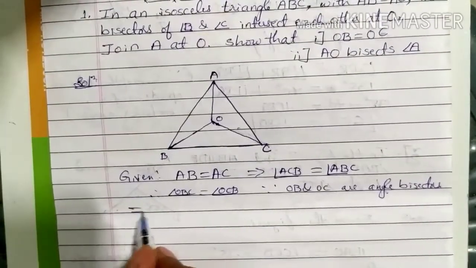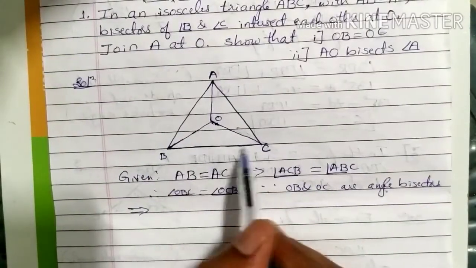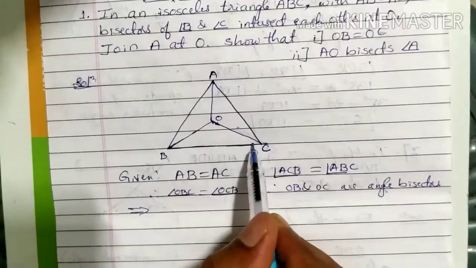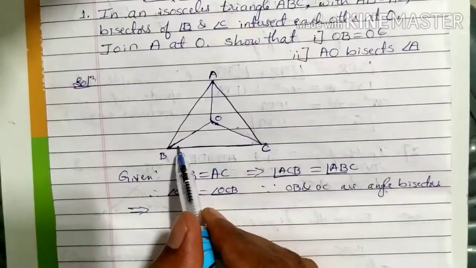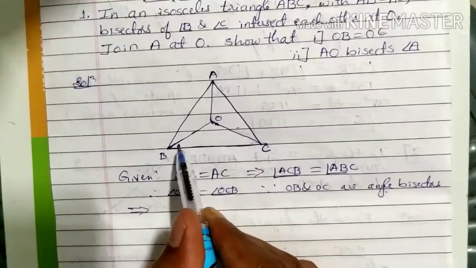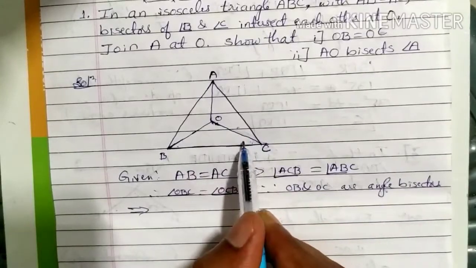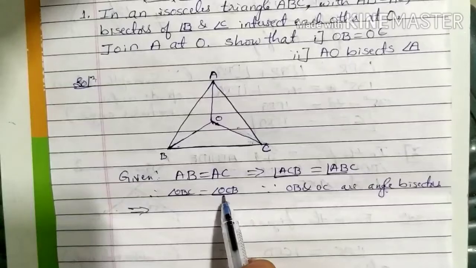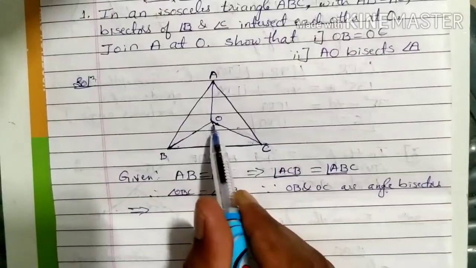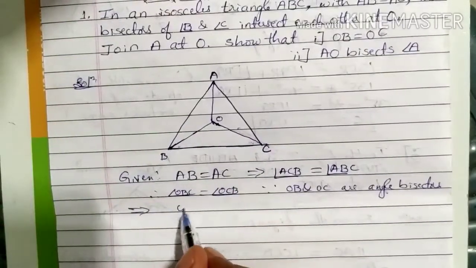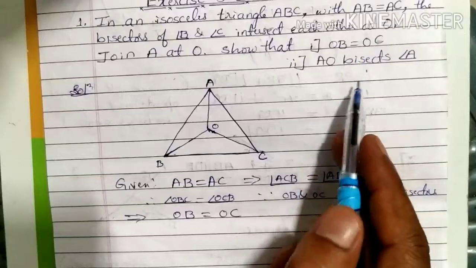Now consider triangle OBC. Angles OBC and OCB are equal because of the angle bisectors. From the converse theorem that we just proved, in a triangle, if two angles are equal, then the sides opposite to those two angles are equal. The side opposite to angle OBC is OC, and the side opposite to angle OCB is OB, so these two sides are equal. That means OB is equal to OC. That is how we prove the first result, OB is equal to OC.